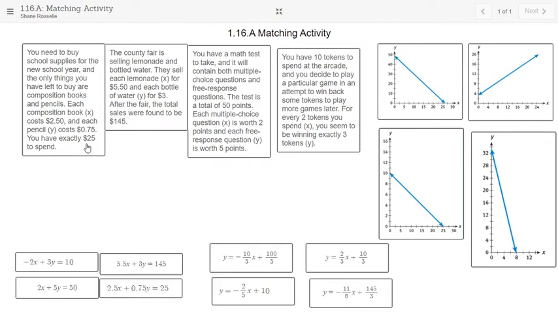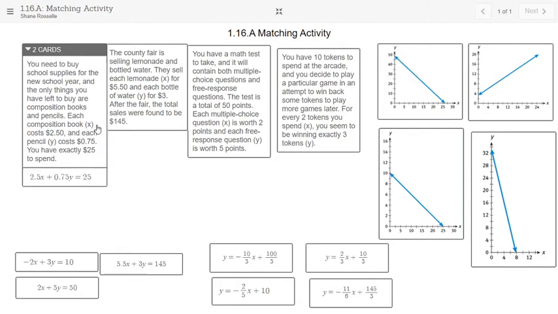All right, so you look at this right here, how much money do we have to spend? That's what everything's going to be equal to. So whatever it is on the left-hand side is going to be equal to 25 if we're looking at it in standard form. All right, so all we have to do is match our variable with the number that corresponds to it. Each composition book X costs $2.50, so I'm looking for something that has a 2.5x. All right, so I look over here in the standard form equations. There's a 2.5x, and turns out that this is a 0.75y, which matches, and it equals 25. So there we go. There's our first match.